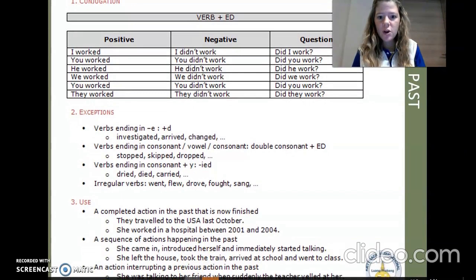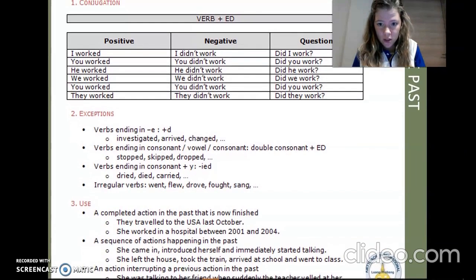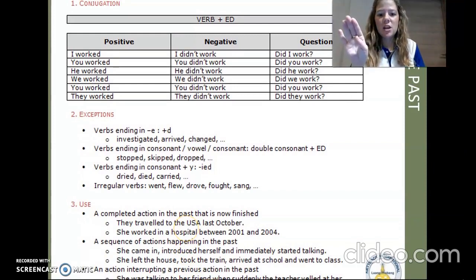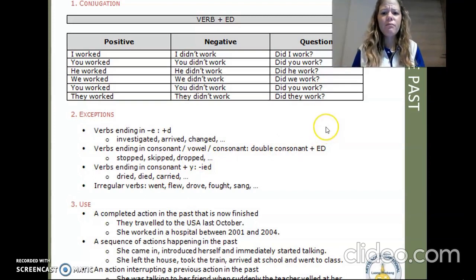She was talking to her friend when suddenly the teacher yelled at her. So something was happening when suddenly the teacher yelled at her. So the action that interrupts the other one, that is the simple past. The teacher yelled at her.